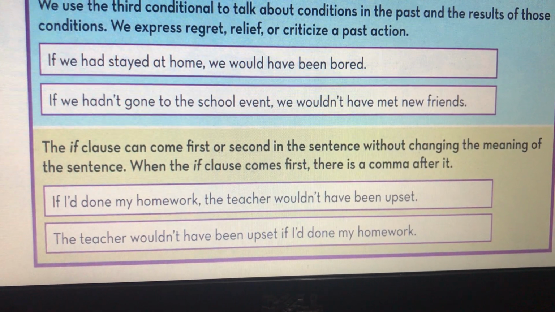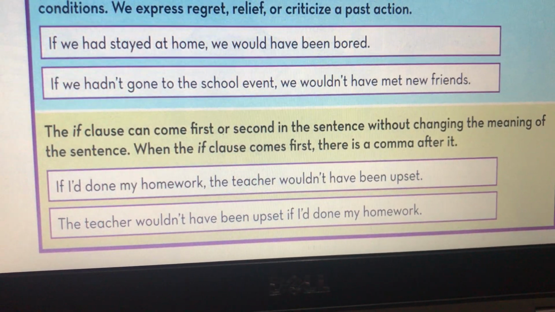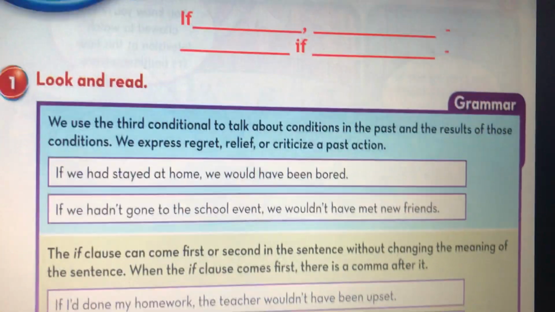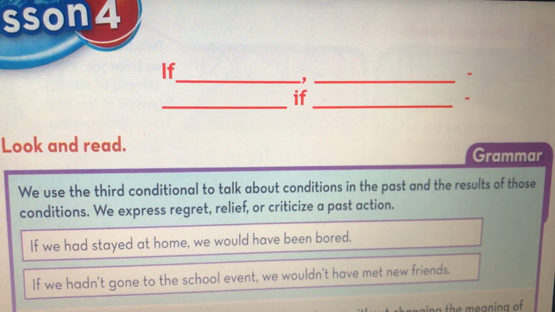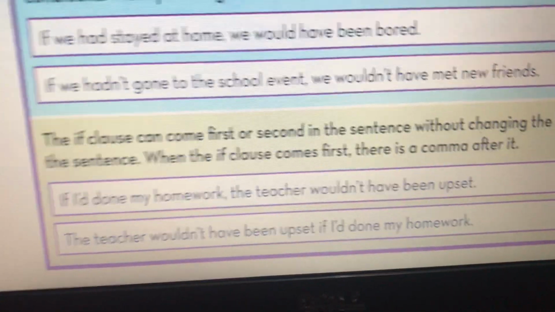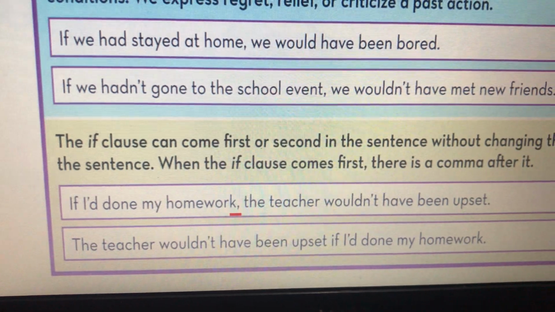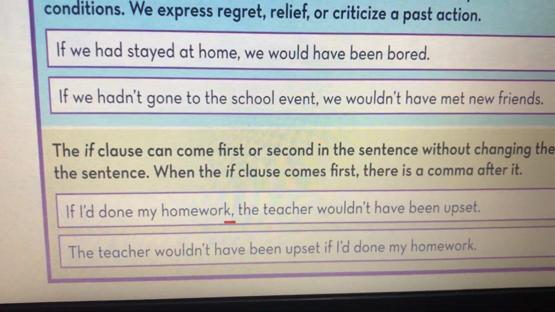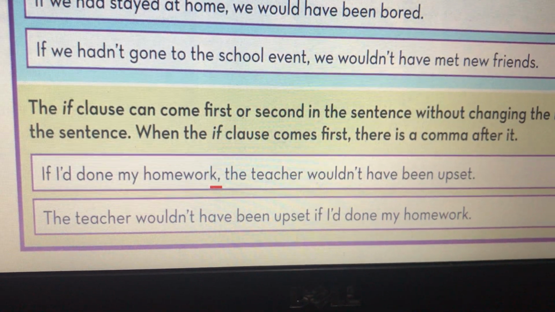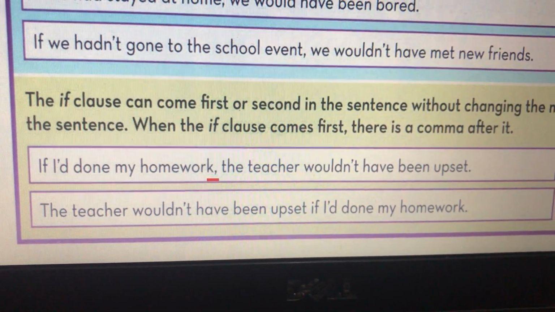When the if clause comes first, there is a comma after it. يأتي بعدها فاصلة. Look at the last two examples. Okay, look at this. So the rule is like this. Look, if clause, comma, main clause. But main clause, if clause, no commas. And look at this. If I'd done my homework, the teacher wouldn't have been upset. But look at the last one. The teacher wouldn't have been upset if I'd done my homework. We didn't use the comma in the last one because we started with the main clause.